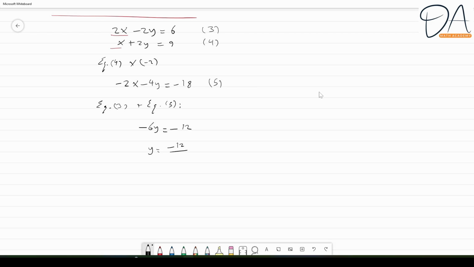And minus 12 divided by minus 6, minus divided by minus will give you positive. 12 divided by 6, that is 2. So we get the value of y, which is 2.